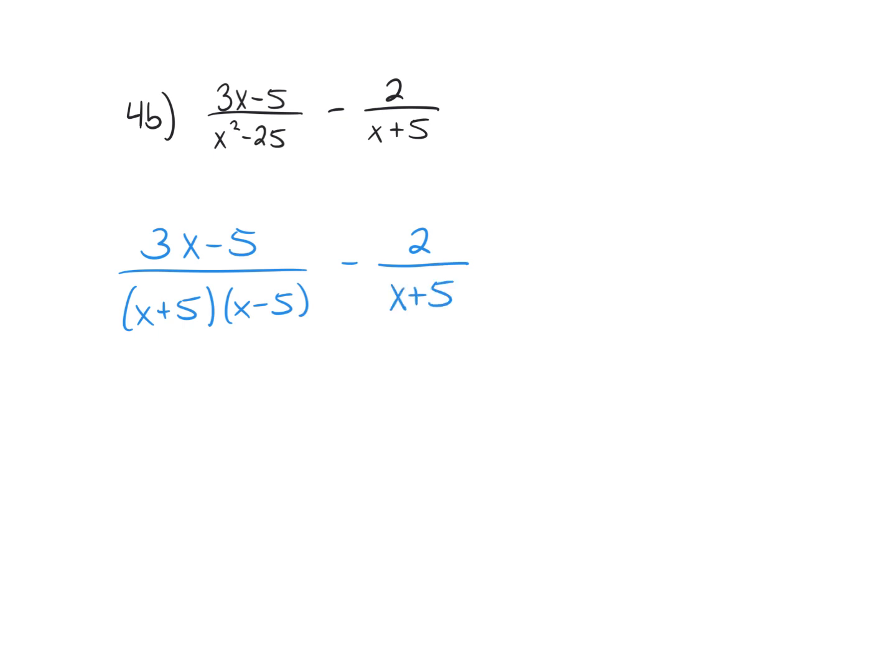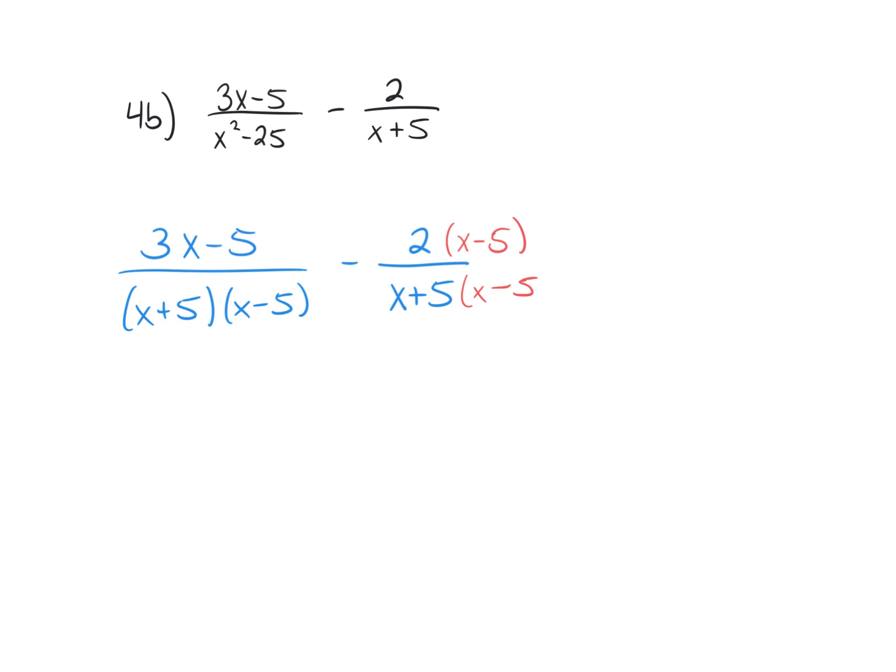For right now it stays the same, but now we want to see if we can make them the same. What is this one missing that this one has? It's missing that x minus 5. So what do I do with it? We're going to multiply this fraction by what it's missing on the top and the bottom. Is this fraction missing anything? No, so that one can just stay the same.